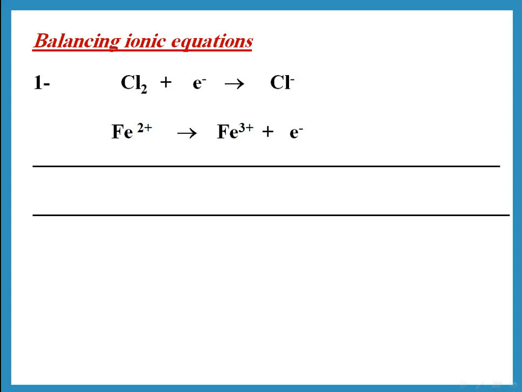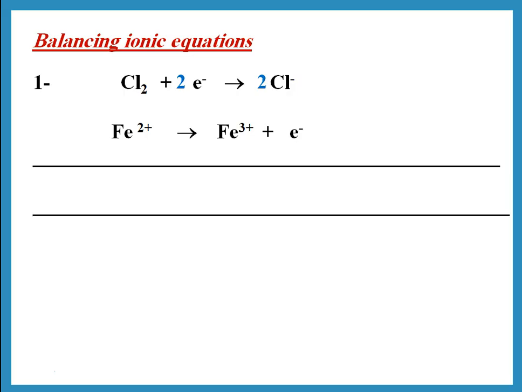So the first equation, I have 2 chlorines before the arrow, so I need 2 chlorines after the arrow. That means that now I have 2 negatives, so I need 2 negatives. Right? So that first equation is balanced. Now that second equation, is it balanced or not? Well, I have 1 iron before the arrow, 1 iron after the arrow, so that is fine. Now the positives, 2 positives before the arrow. After the arrow, I have 3 minus 1, so that's 2. So that second equation is balanced.